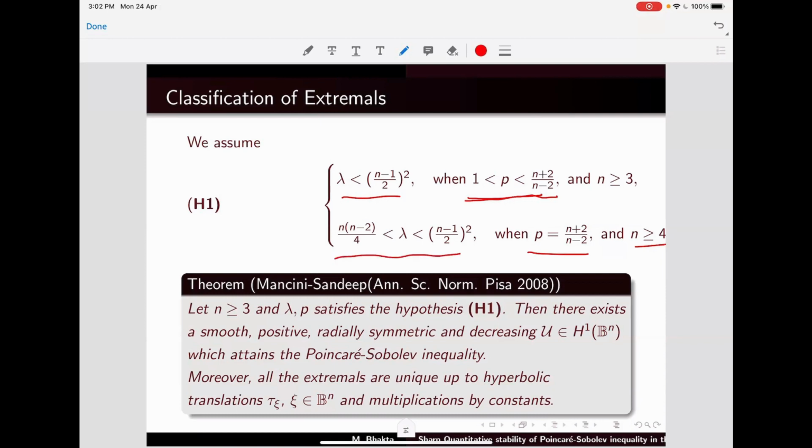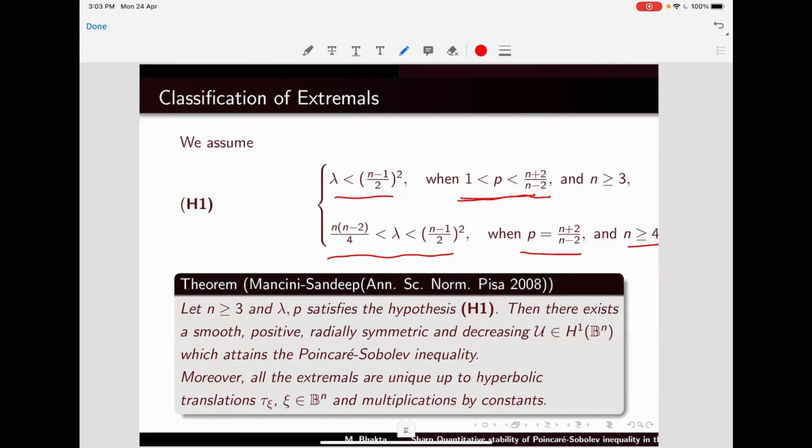In that case, they proved that there exists a unique radially symmetric extremal function for the Poincare-Sobolev inequality. Unique in the sense that it is unique up to hyperbolic translation. That means if u is a solution and xi is any point in B^n, and tau xi is the hyperbolic translation, then u composed with tau xi will also be a solution. So it is unique up to this, and this unique solution is positive, radially symmetric, and radially decreasing.